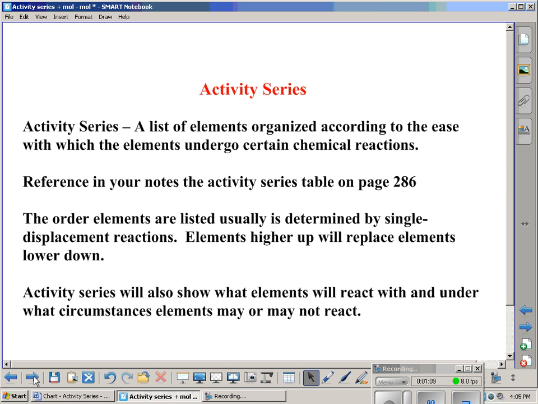The order elements are listed usually is determined by single displacement reactions. Elements higher up will replace elements lower down. And there's more to that than we will discuss in this video. Activity series will also show what elements will react with and under what circumstances elements may or may not react.